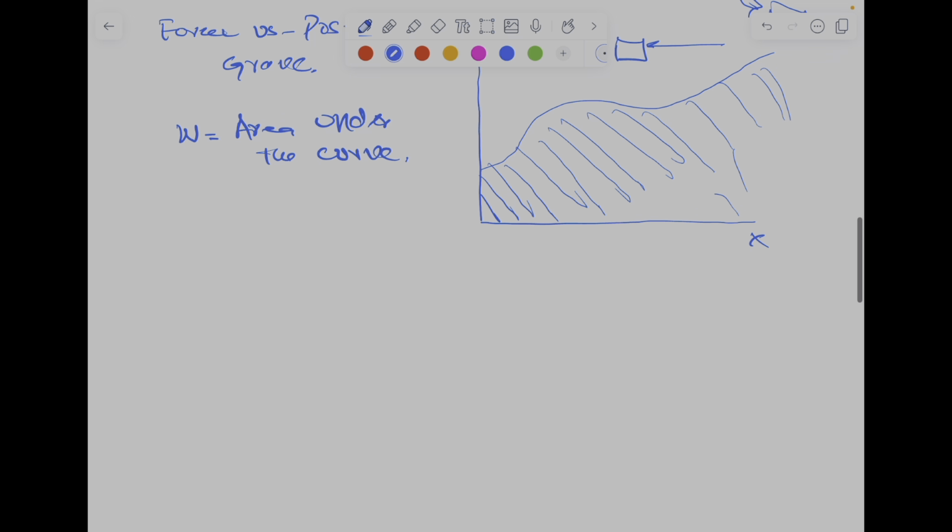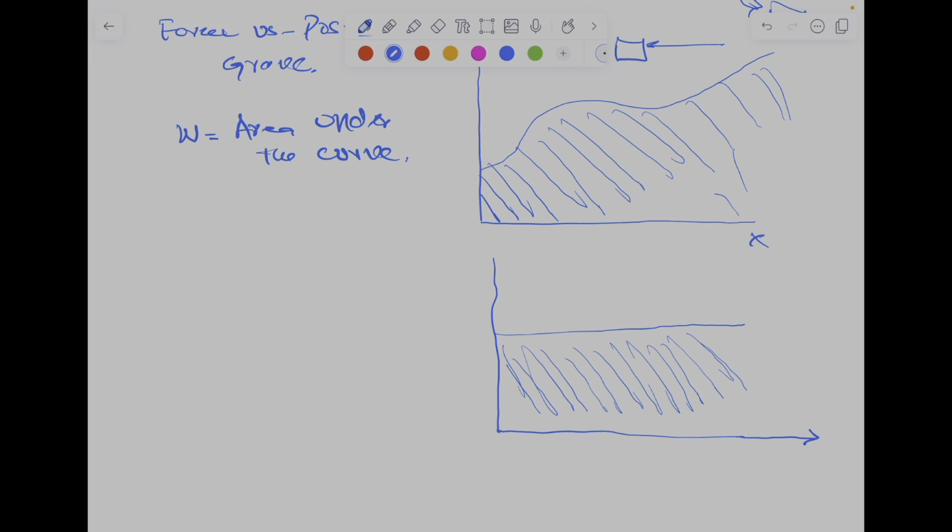Okay, so if the graph is like this, applying a force and the object is at rest, this is the area, this is the force times the position. So this is your force and this is your position, and it's just an area. If you see, this is a rectangle, so force times the displacement, and this area is nothing but the work.